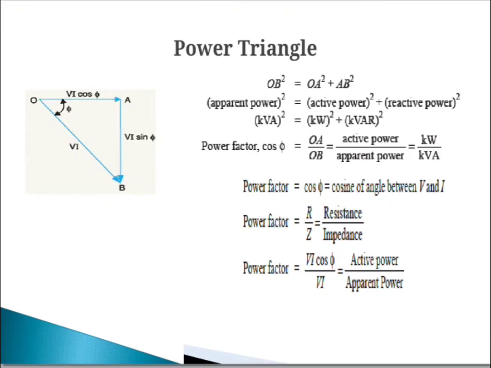The power factor, that is cos phi, is given by OA divided by OB, that is, active power divided by apparent power. Then the power factor is cos phi. It is also the ratio of resistance to the impedance, as well as the ratio of active power to the apparent power. From the power triangle we can also calculate the power factor.